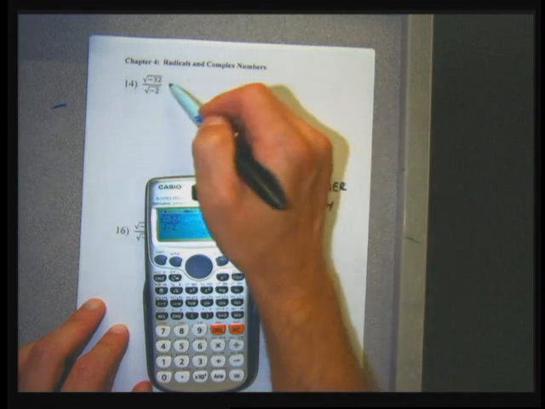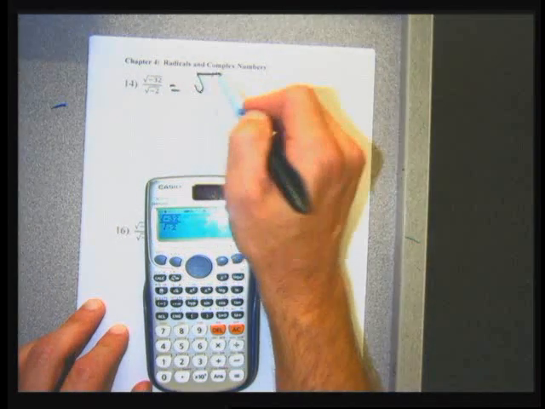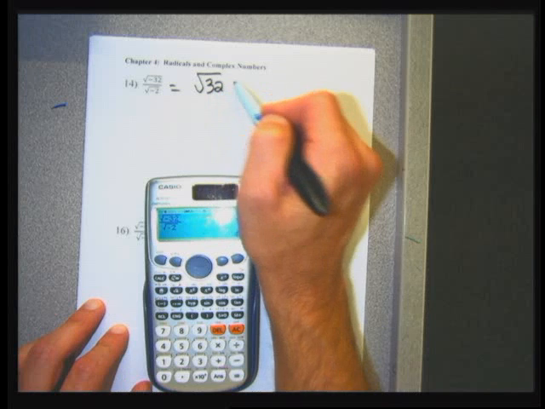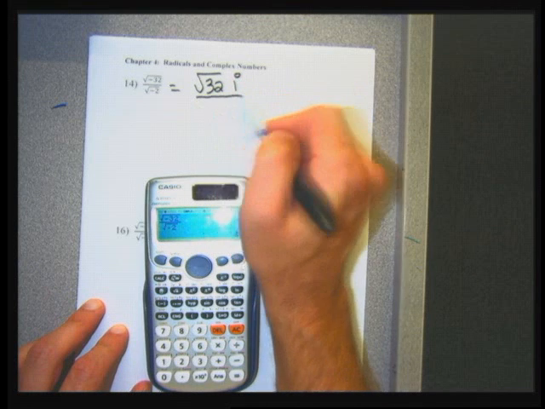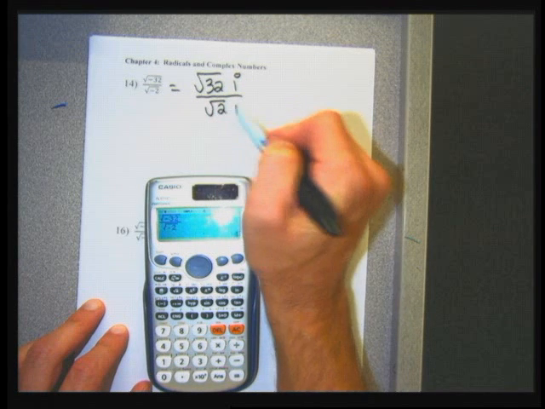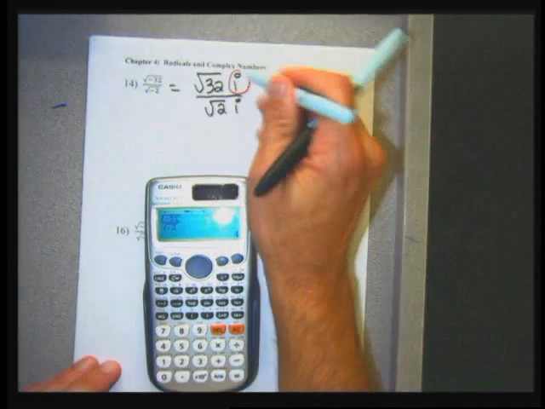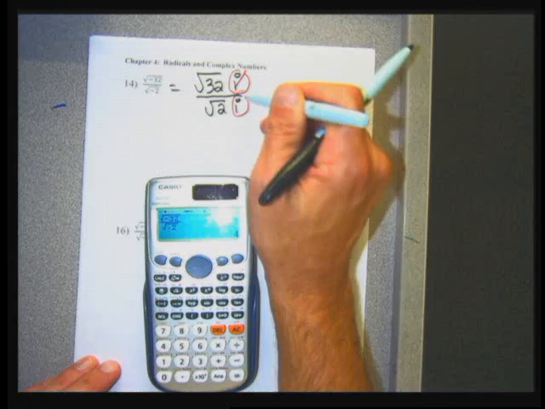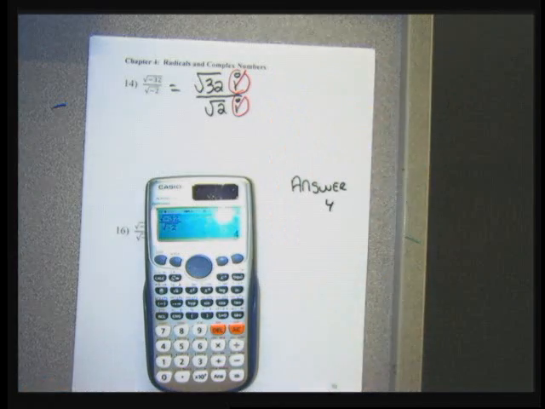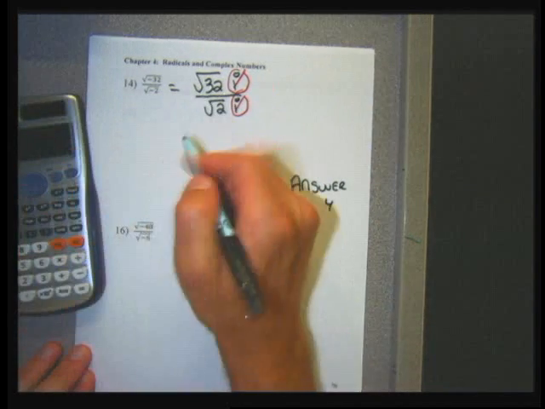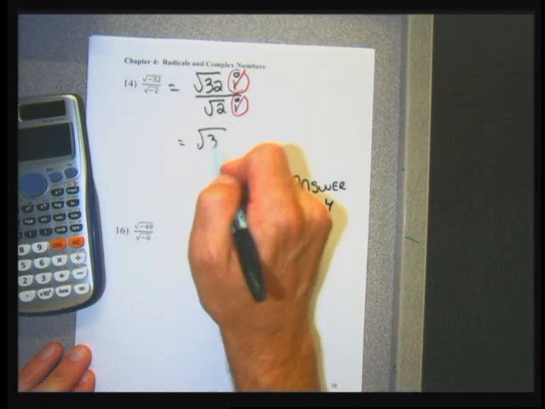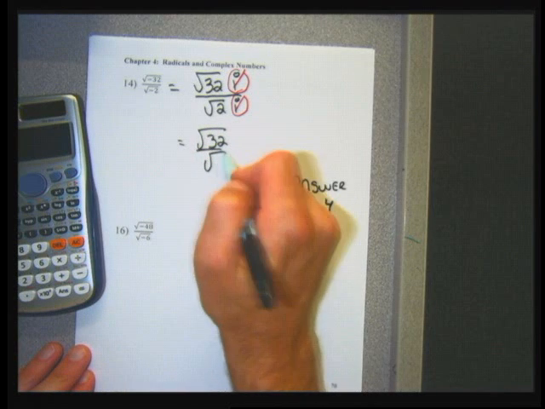To get there, in the numerator, I'm going to make this the square root of 32 times i over the square root of 2 times i. And the i's are going to cancel because they're both outside the radical, and anything divided by itself is 1. So this breaks it down to the square root of 32 over the square root of 2.